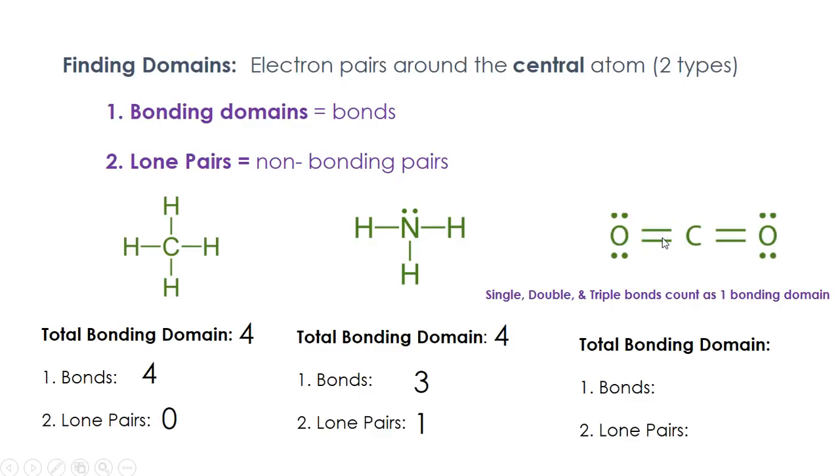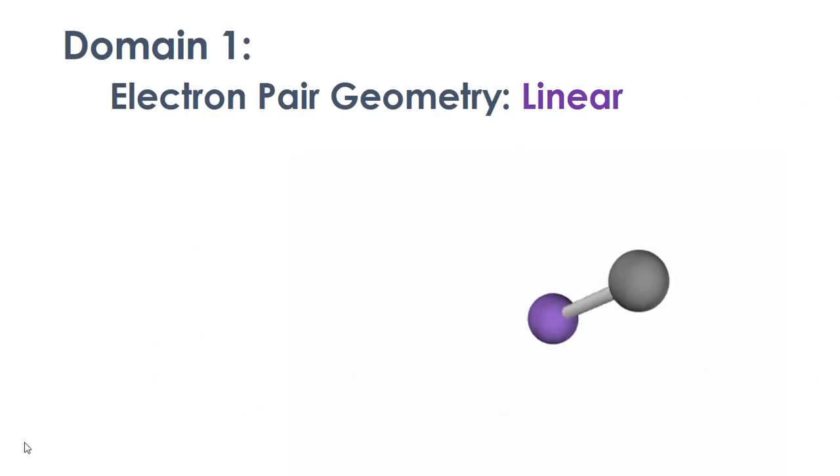So when we're counting our number of bonds, our total bonds is just 2 because we have a double bond here and a double bond here. We don't count them as individual bonds. If we take a look at this central atom, it doesn't have any lone pairs. So our total bonding domain for this molecule is just 2. Now we're going to go over all the different domains that are possible.